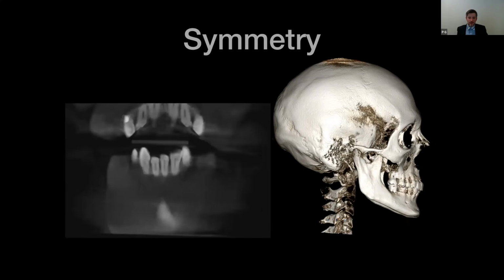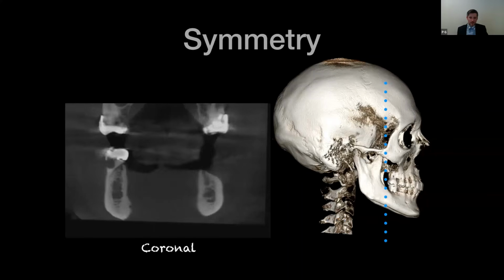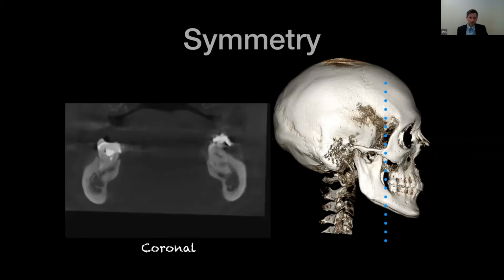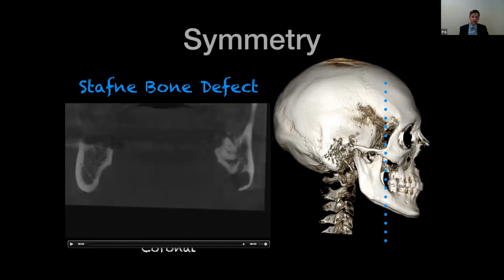So now let's look at that same lesion in a coronal slice. And so we'll move anterior to posterior. And as we cycle back through the slices, use our principle of symmetry, and bam, we can see that there's something on the patient's left side that is not on the right side. And so this is actually a depression in the region of the submandibular gland. And so this is also known as a Stafne bone defect.